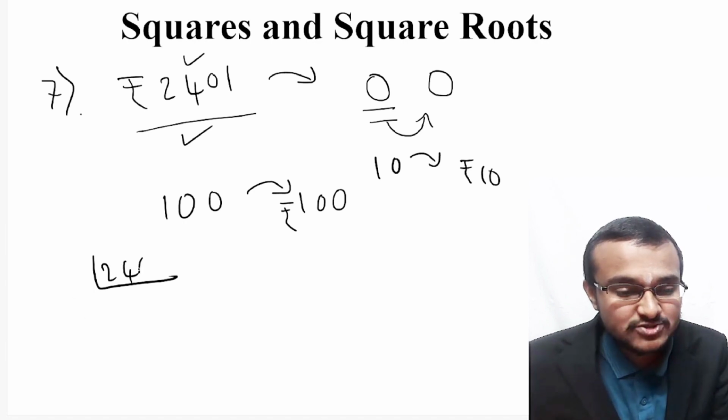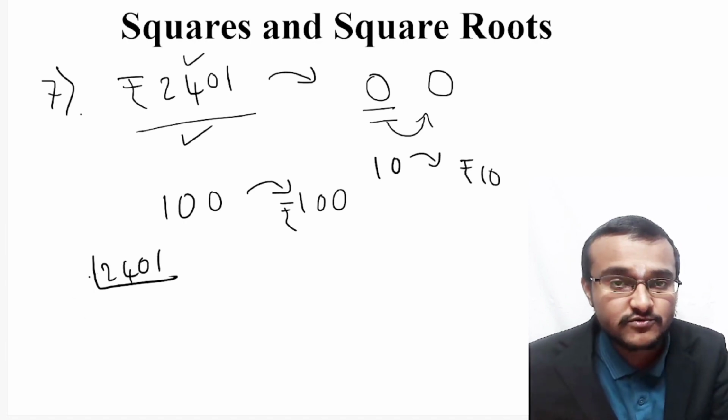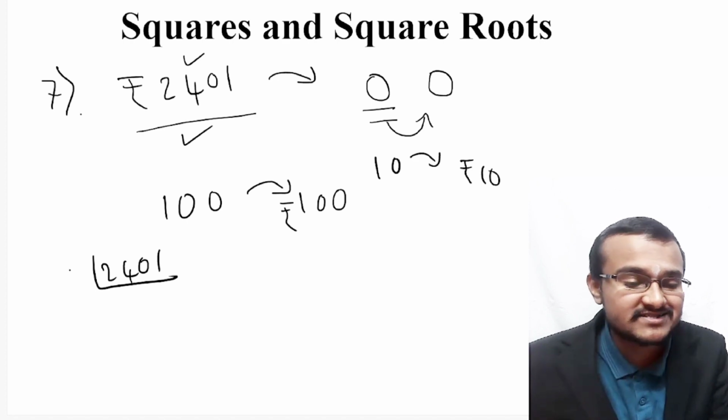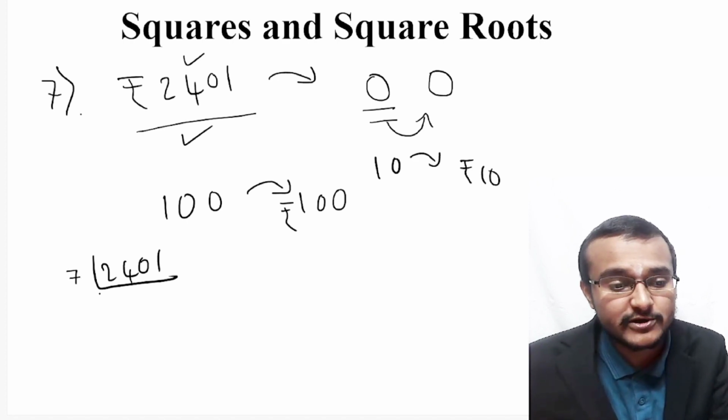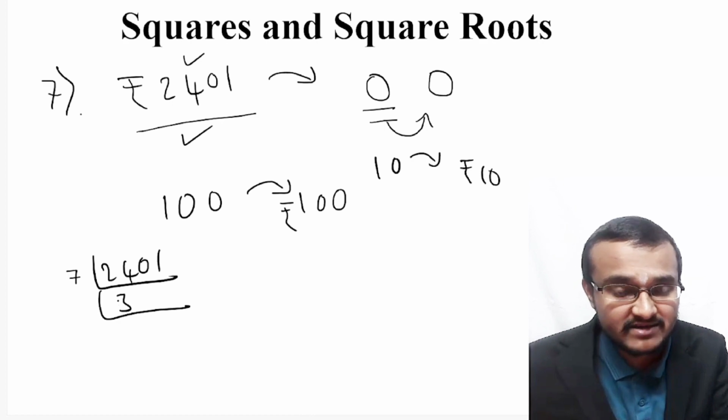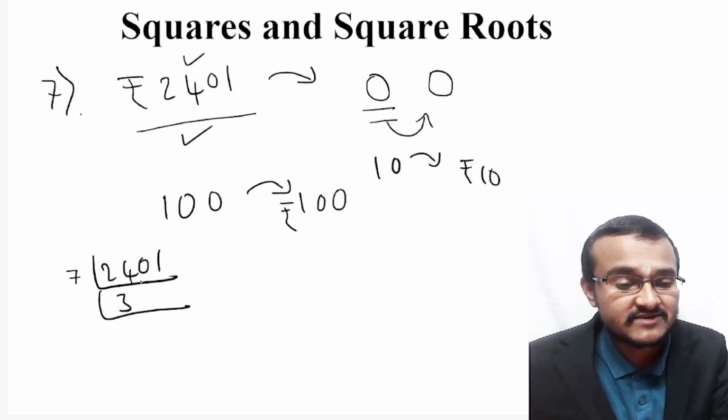So let us go on doing prime factorization of 2401. Let us see whether this will go with 7 or not. 7 3s are 21, so 3 is there, 30 will be remaining. 7 4s are 28, 21 will be remaining, 7 3s are 21.